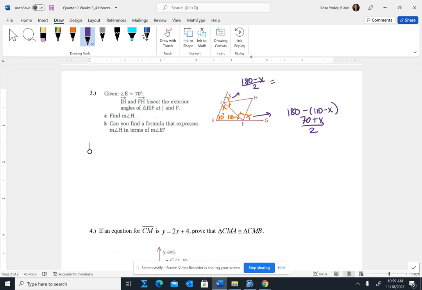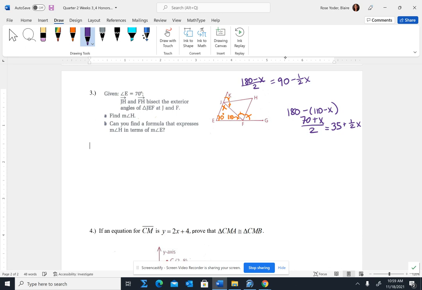So I can simplify that a little bit. 180 divided by 2 is 90. And then x divided by 2, I'm just going to write that as 1/2 x. So then this one I'd have 70 divided by 2 is 35. X divided by 2 is 1/2 x. So now all of a sudden I do have expressions that I can use.